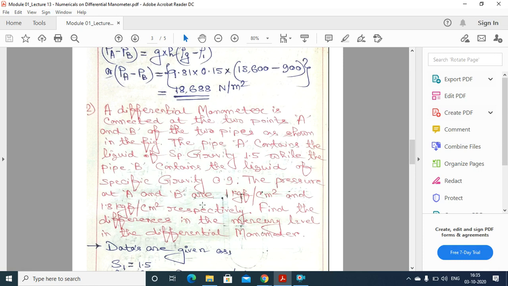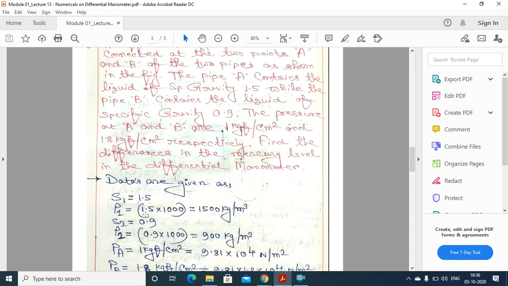The pressure at A is given as 1 kg force per centimeter square, that is kgf per centimeter square, and the pressure at the point B will be 1.8 kgf per centimeter square, that is 1.8 kg force per centimeter square respectively. Okay, so find the difference in the mercury level of the differential manometer. So we have to find out the difference in the mercury level.